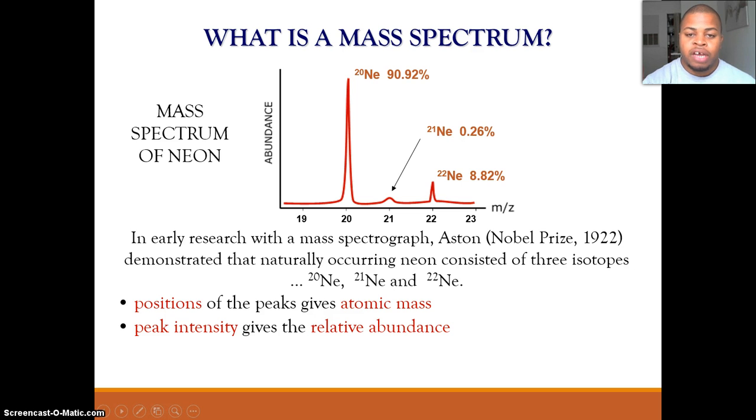It's going to be found the majority of the time. Whereas the smaller peaks, and you have to pay attention here, this just looks like a little bump. But this is saying that 0.26% of the sample was actually neon 21. So pay attention even for those little bumps in the road.